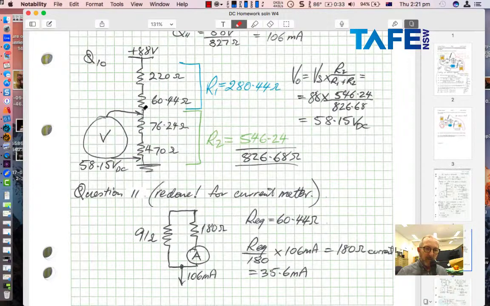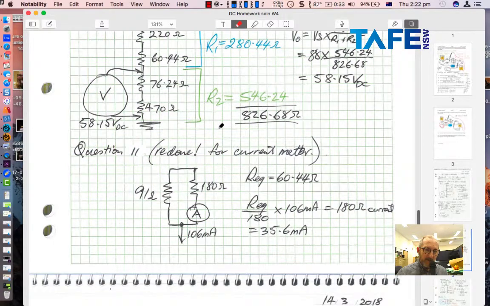I've just split this up, R2 over R1 plus R2, and that becomes a ratio then to multiply the supply voltage by to get a voltage out of that. And I can do that at any point in a multiple tapped, multiple resistance type circuit. And I tend to use this a lot, but if I'd read the question right, I would have done that slightly differently.